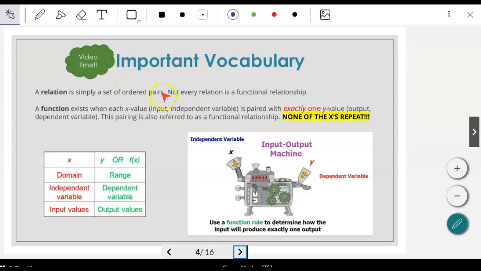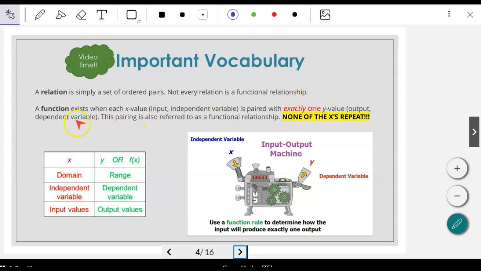All right, so this will be in the math notebook for Unit 4, important vocabulary. A relation is simply a set of ordered pairs. Not every relation is a functional relationship. So just think it's a set of ordered pairs, and the ordered pairs you can get from a list, you can get from a table, you can get from a graph, and then the other form is mapping, which we'll look at.